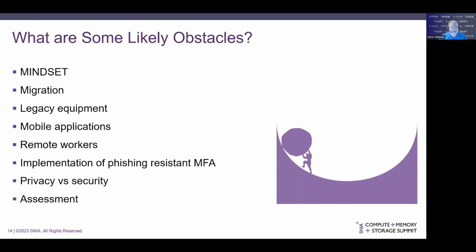Finally, here's the real meat of what we're trying to get out today. What are some of the real obstacles you're likely to face? These are some of the expected challenges, as well as many that have actually been faced by some of the early adopters. Probably the greatest obstacle is going to be the change in mindset required for this exercise.